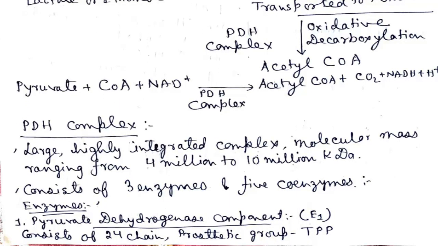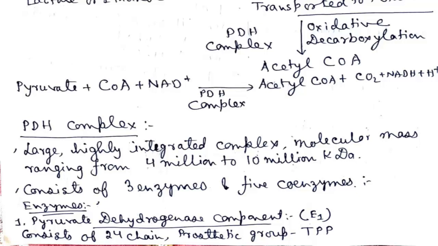Now pyruvate dehydrogenase complex is a large, highly integrated complex. Molecular mass is almost 4 million to 10 million dalton. It consists of 3 enzymes and 5 coenzymes. The 3 different enzymes are: one is pyruvate dehydrogenase, another one is dihydrolipoyl transacetylase, and next one is dihydrolipoyl dehydrogenase.